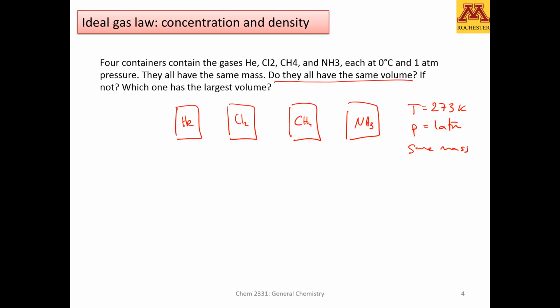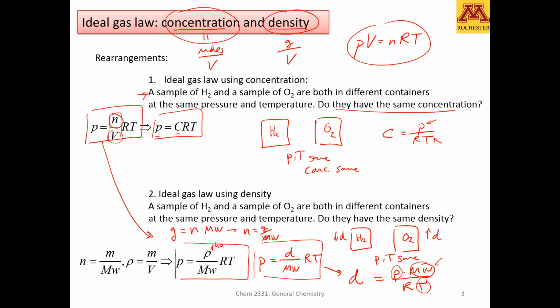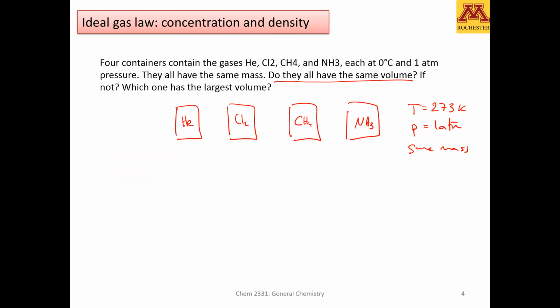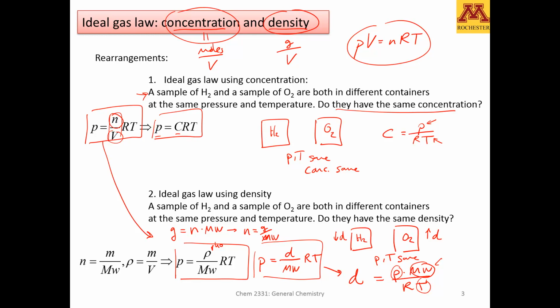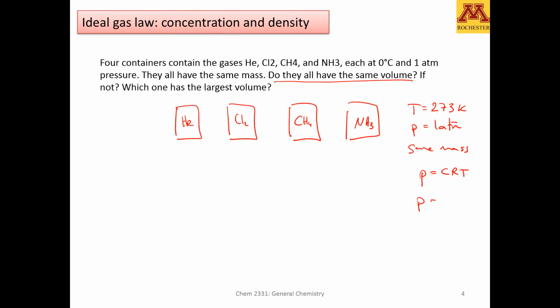Well, this is a little bit trickier. You may want to go back here and remember the equations: P equals CRT for concentration, and here P equals dRT over molecular mass. I say molecular mass, molecular weight. Actually, molecular mass is more precise because we're measuring grams per mole, but they are interchangeable. So what we know is that if they have the same temperature and same pressure, they will have the same concentration, both of them. But does it mean they have the same volume?